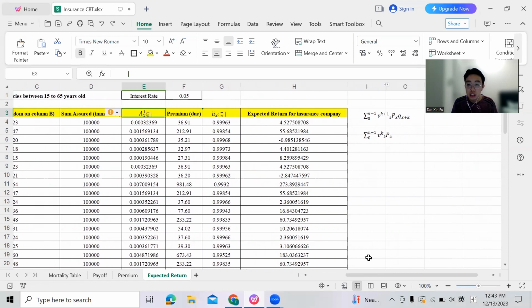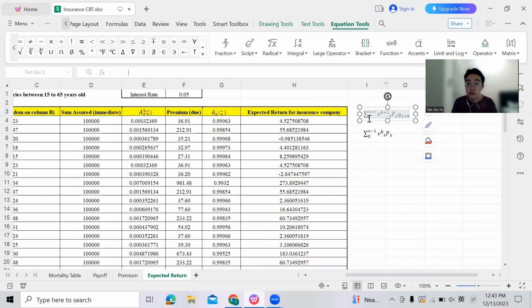The notation is the formula, which is the summation from 0 to 1 because we just need to find the 1-year expected return. Then v^(k+1) times kPx times q_(x+k). The kPx is the probability of survival and the q is the probability of death. Same with this notation, the formula is just v^k times kPx.